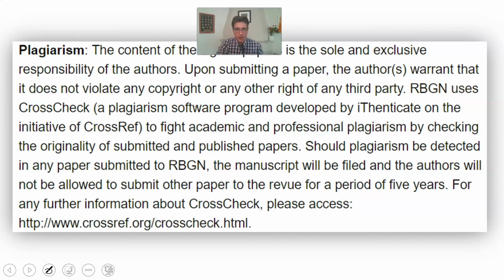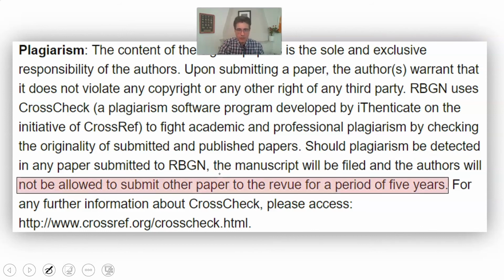And what you see is that this is from a journal, and as just an example, should plagiarism be detected in any paper submitted to this journal, the manuscript will be filed, and the authors will not be allowed to submit another paper to the review period for at least 5 years. So this is a local journal, in this case in South America, but they take this very seriously.